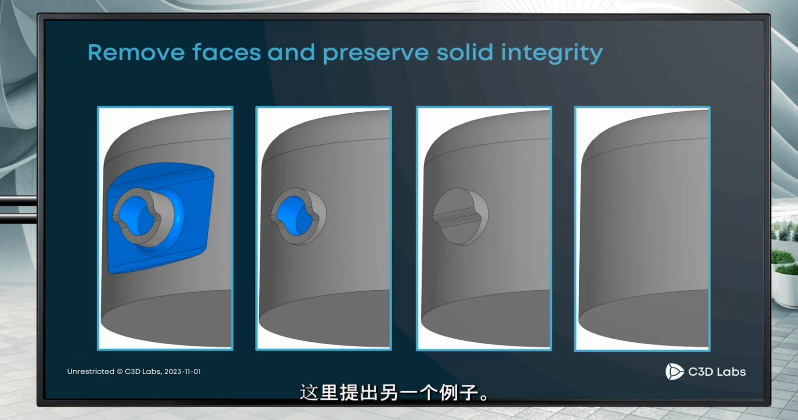Here is another example. The different parts of the highlighted feature can be deleted. We show this process step by step from left to right. However, even the whole piece can be selected and deleted, resulting in a clear surface.